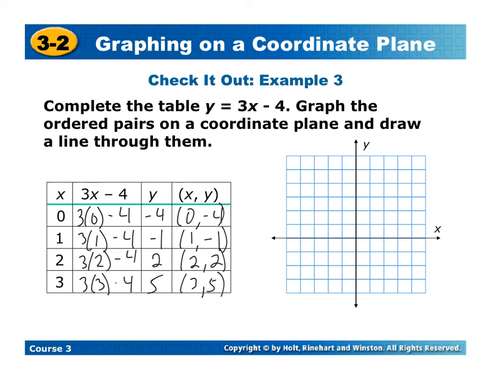Hopefully those are the ordered pairs that you found. I'm going to go ahead and graph. So we have (0, -4), (1, -1), (2, 2), and (3, 5). Once again, I'm going to go ahead and draw a line. Notice all those points line up nice and straight. And then lastly, I'm just going to put those arrow tips at the ends to show that the lines go on.